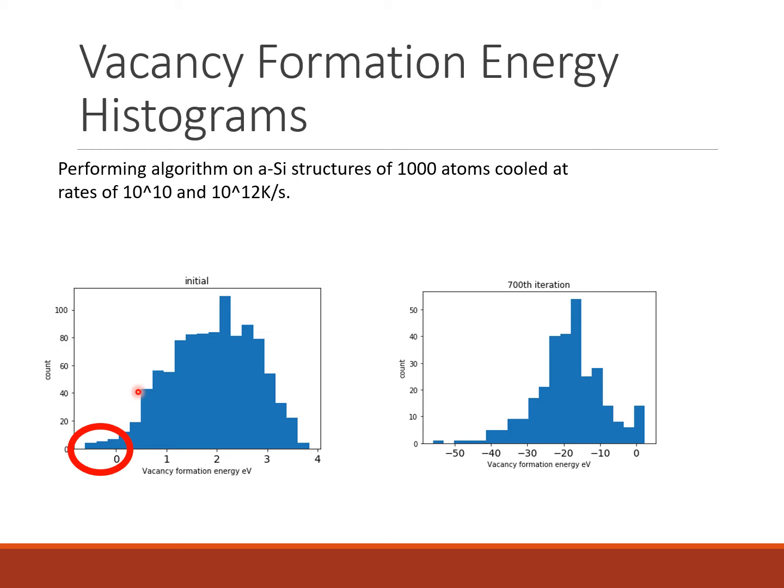And as we repeat this process, removing atoms from that negative vacancy formation energy tail, what we see is that the negative vacancy formation energies after 700 iterations become incredibly negative, by an order of magnitude, and that there's only a relatively small remainder with positive vacancy formation energies.